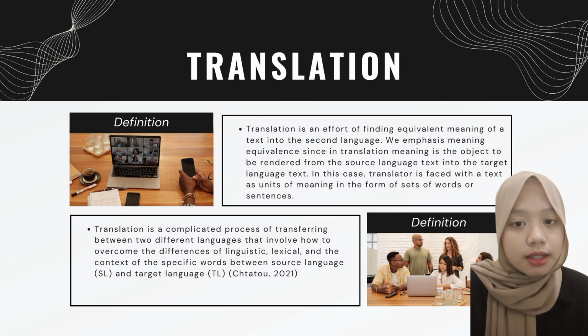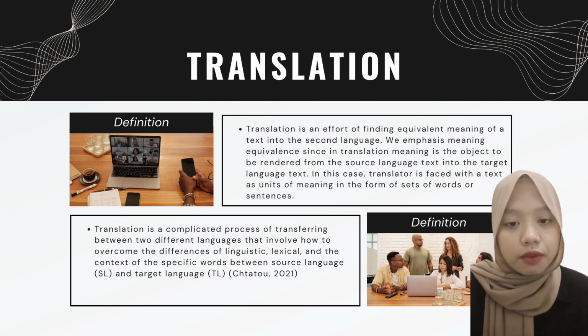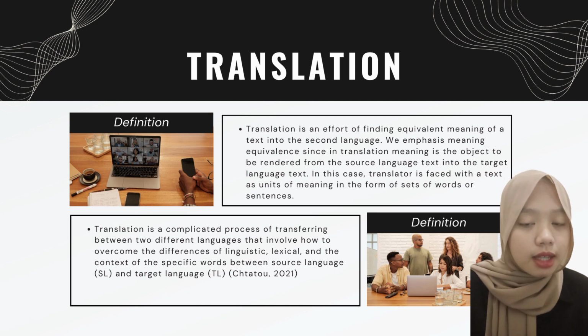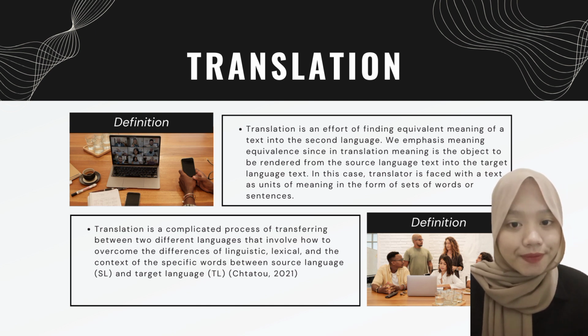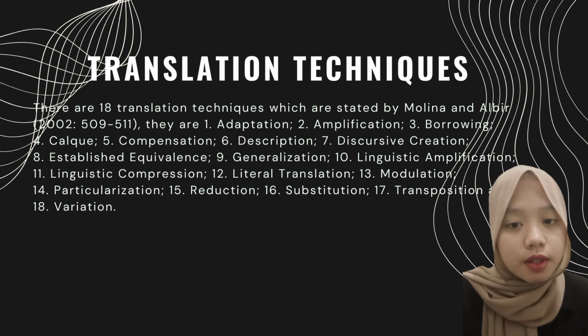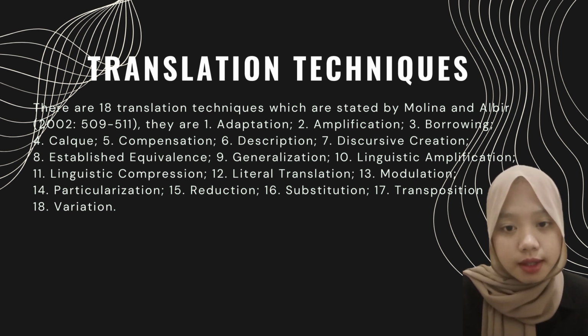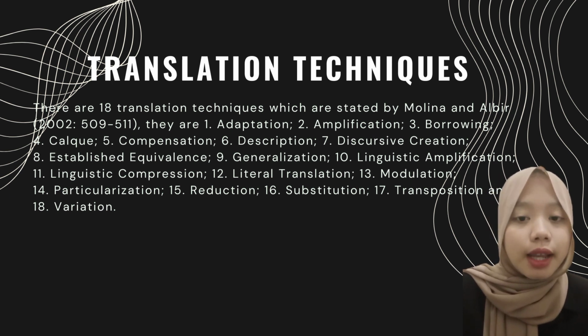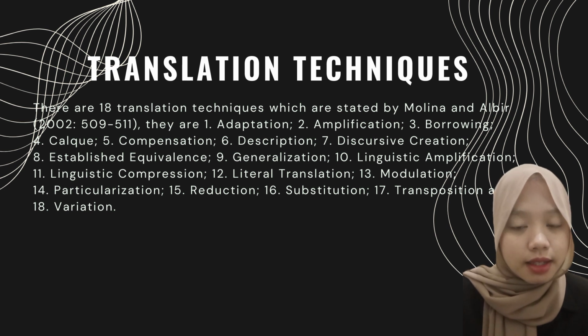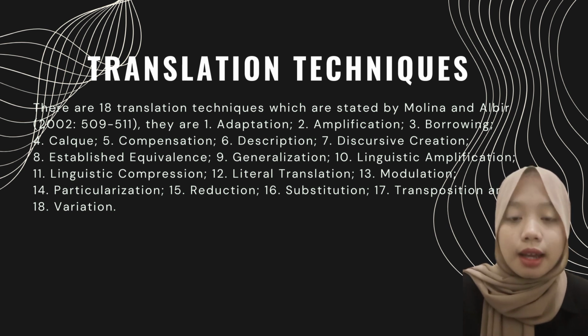The second definition of translation is a complicated process of transferring between two languages that involves how to overcome the differences of linguistics, lexical, and the context of specific words between the source language and the target language. Then in translation, we also have translation techniques. So there are 18 translation techniques which are stated by Molina and Albir.